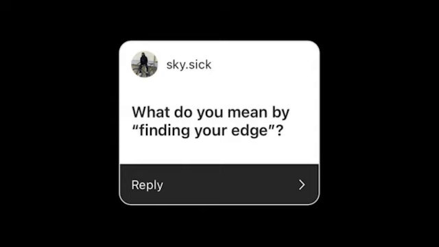From Sky.sick. What do you mean by finding your edge? Edge is deeply, deeply personal, meaning something that I could look at a chart and it just sticks out to me. It's different for everybody. For me, I could look at a chart and I see liquidity right then and there, and I can explain why price is moving, where it's moving, and where it might go. So that's part of my edge. It's going to be what you uniquely see.